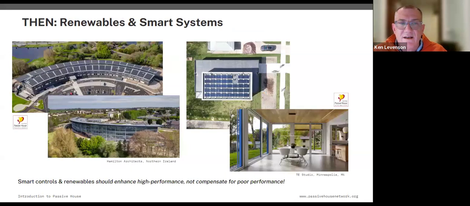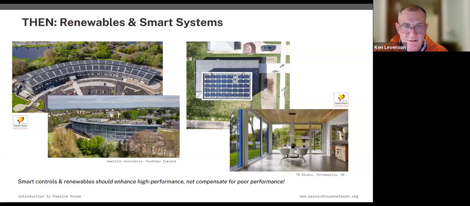And as we do that, a big part of this, we're talking about renewables and the standards there and net zero and all of that. Renewables, great. Smart systems, maybe great as needed, depending on how complicated the building is. But we want the smart controls and renewables to come at the end. Once we've figured out how all the passive stuff is really going to work well, so that the renewables and the controls are enhancing high performance, not compensating for poor performance, is really the setup for that.